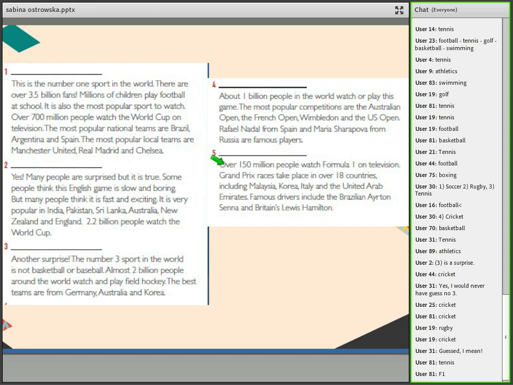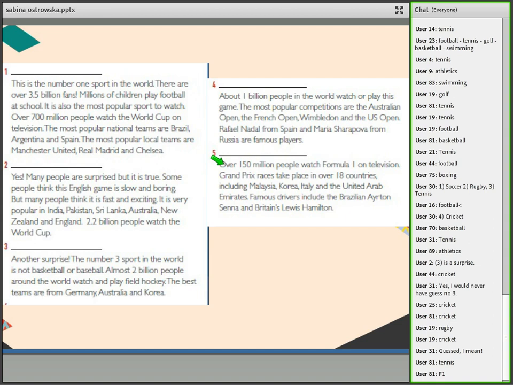So if students had a little discussion before that, now they have a reason to read about this text and see if their predictions were correct. And it makes them maybe more interested in the topic.